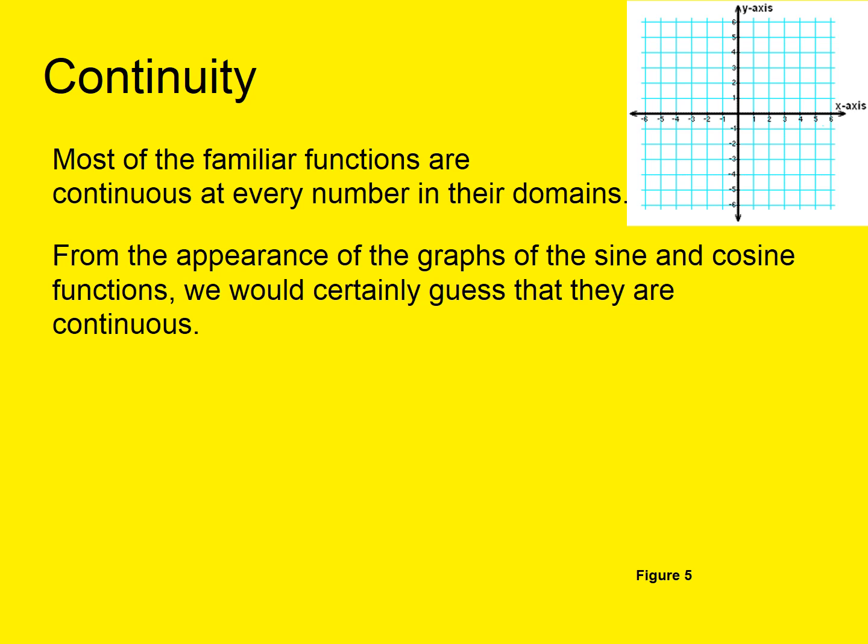Most of the familiar functions are continuous at every number in their domains. Okay, so it's very common to have a function, just any function you come across, it's common for it to be continuous on its domain. From the appearance of the graphs of the sine and cosine functions, okay, for example, let's take cos x. Okay, so y equals cos x. And let's see.